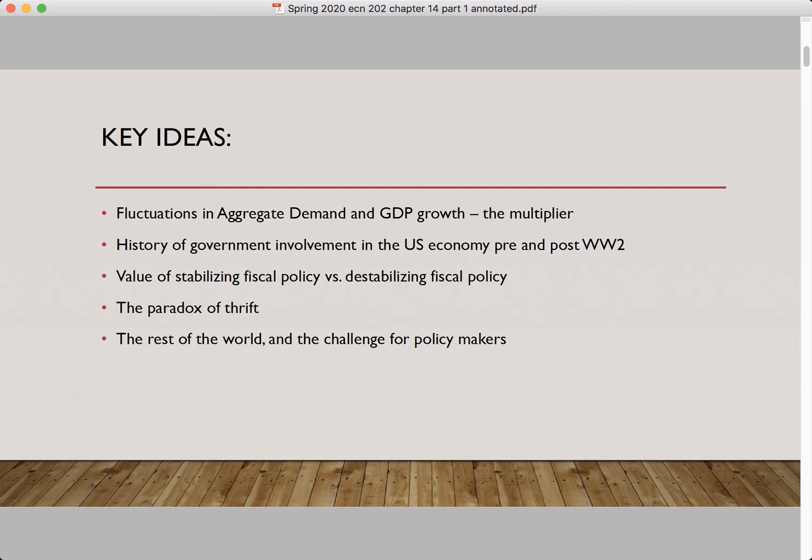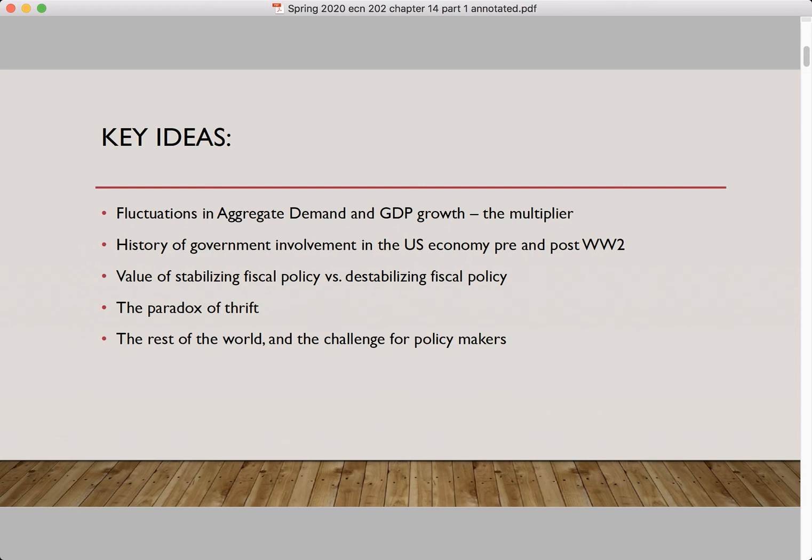So some key ideas that this chapter goes into are fluctuations in aggregate demand and GDP growth, and the multiplier. This is how a change in spending should lead to a change in GDP, basically. And the book starts with a little history of government involvement in the U.S. economy before and after World War II.